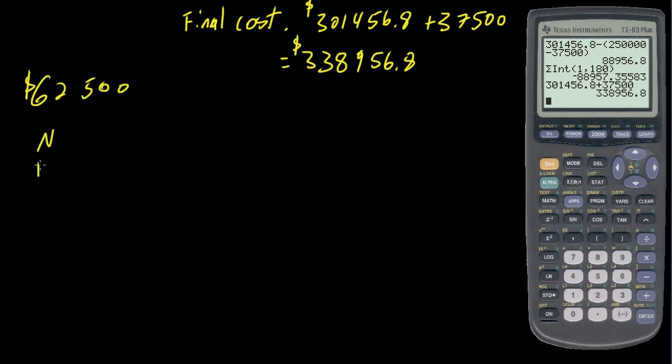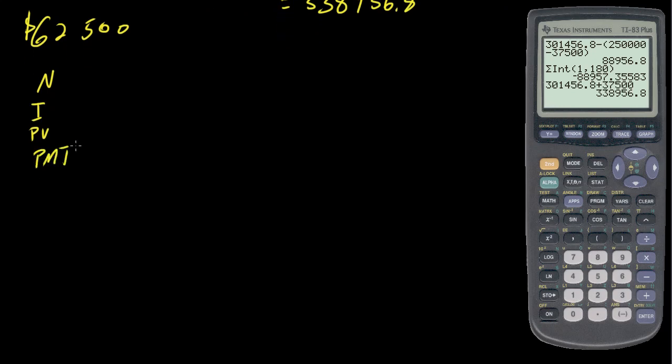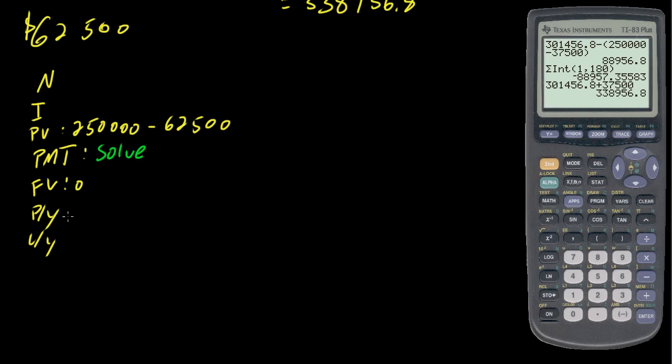So we're going to copy down our N, I, PV, PMT, FV, P over Y, C over Y. And it's going to be the identical stuff in it, except our PV value is just going to be changed. So we're going to have $250,000, but this time, instead of minusing the 37,500, it's going to be the 62,500. That's really it. We're still going to be solving for PMT, because we just have to keep doing the same work. FV is going to be 0. P over Y, I believe, was 12. This was 2. This was 5. And this would have been 180.